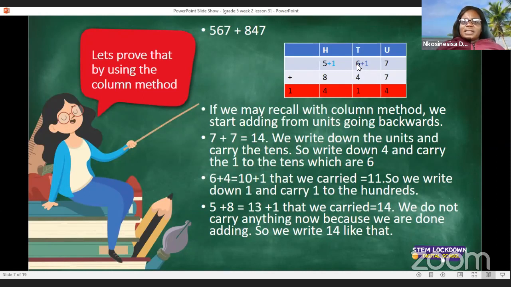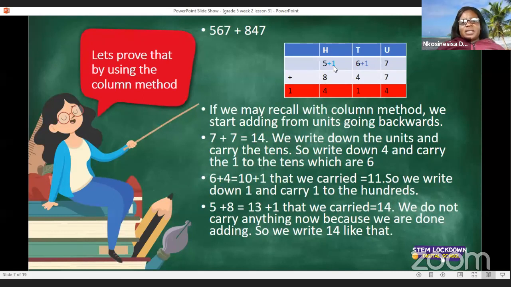And then we say 6 plus 4 is 10, plus the one that we carried is 11. So we write down 1 and then we carry 1 to the next value. So you have to carry 1 to the next value. And then 5 plus 1 is 6, or you can say 5 plus 8 is 13. Either way we are adding, it doesn't matter which order we do it.